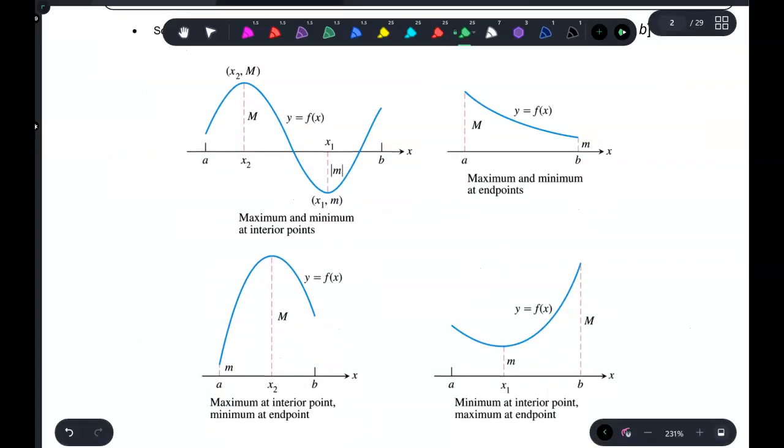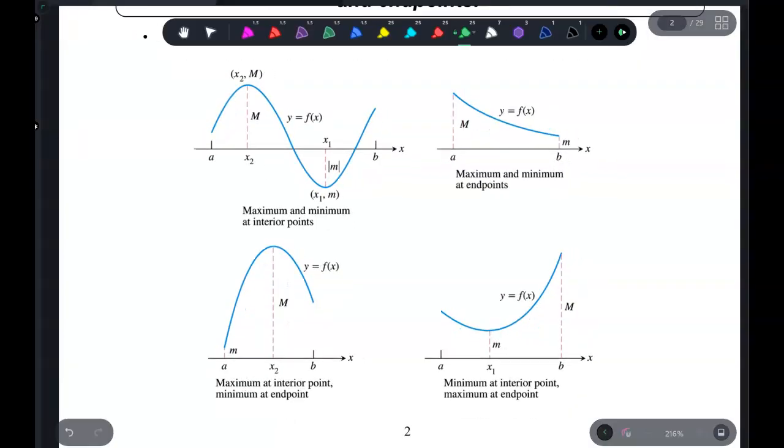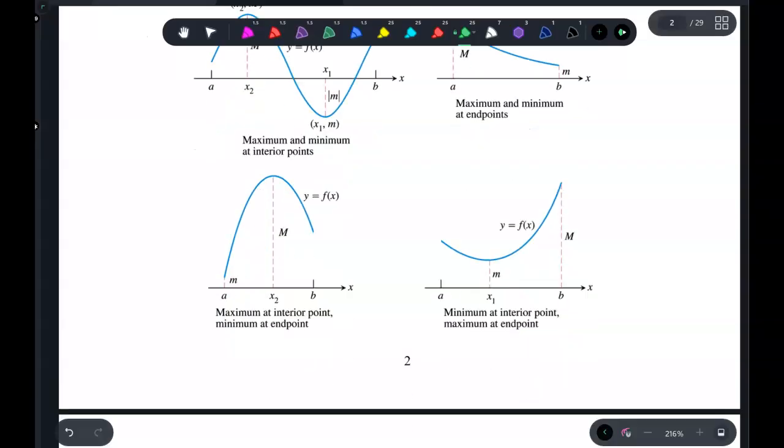Here's a bunch of pictures demonstrating. Here the absolute maximum is at a critical point, and the absolute minimum is at a critical point. Here the absolute maximum is at an endpoint. Here we don't have any critical points, so the endpoints would be the absolute extremes. Here there's an absolute min here, absolute max here. What about the relative? We'll do that later. We're just doing absolute first.